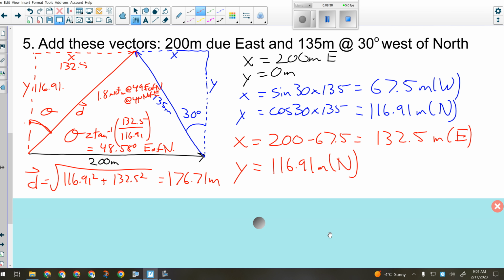The only other way, and I don't recommend doing this, is to do Pythagorean theorem in reverse. But you don't always get as many decimals or is quite as accurate because it rounds off, whereas trig doesn't.